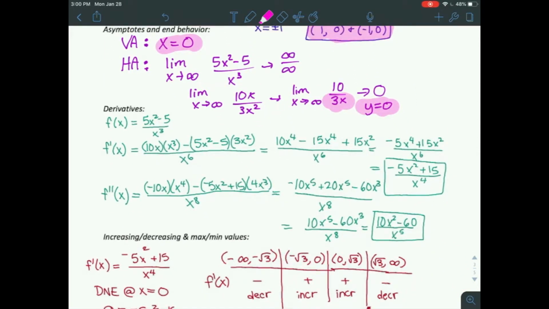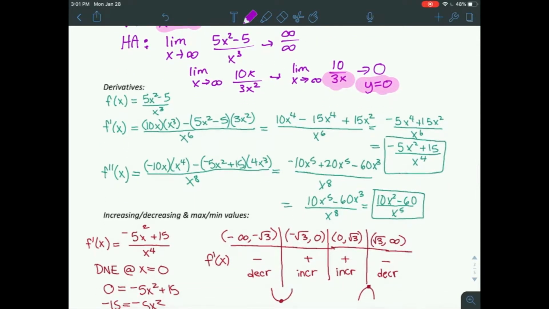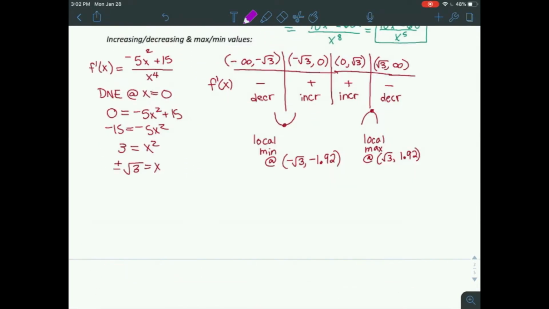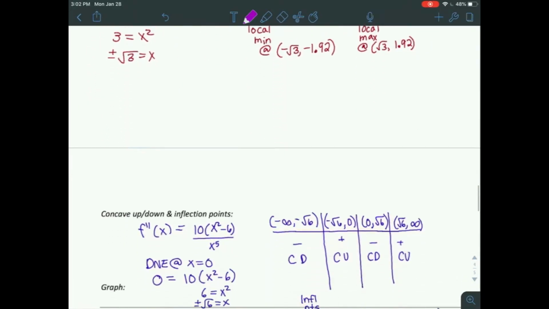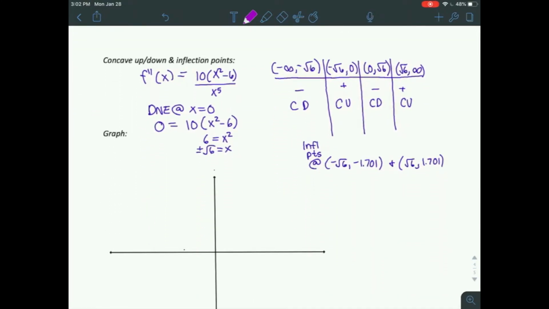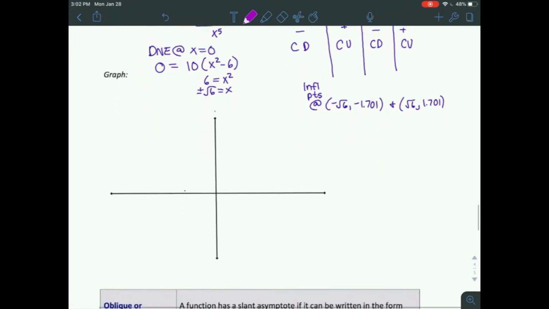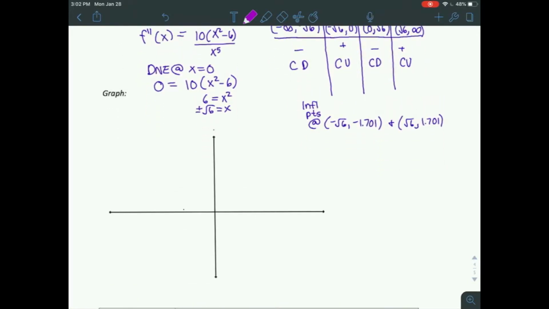All right, derivatives I already did. They were messy. You guys know how to do derivatives, though. All right, figuring out where it's increasing, decreasing, maximum, minimum values. You guys got all that. Find your critical numbers, plug values back in to see where it's increasing, decreasing, and max and minimum values. You got that. It just takes a little while. Same thing with concave up, concave down, and inflection points. Okay, so let's talk putting it all together here.